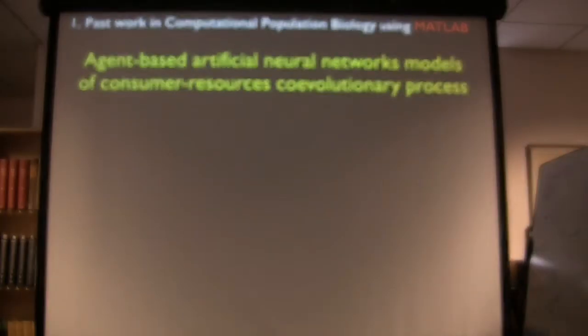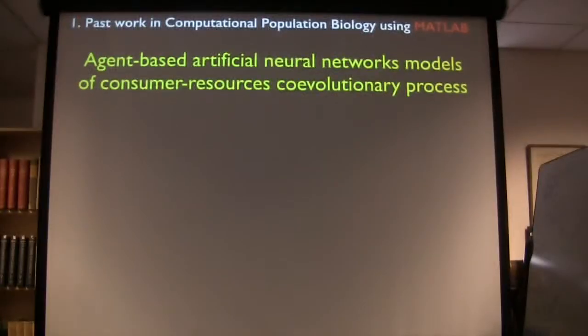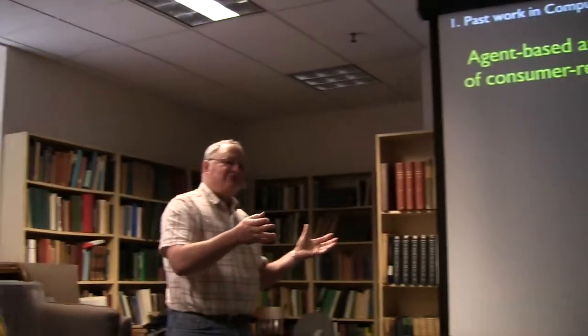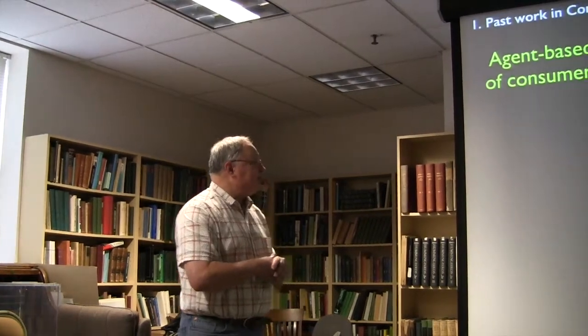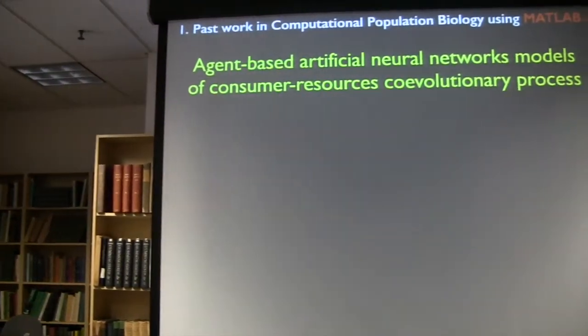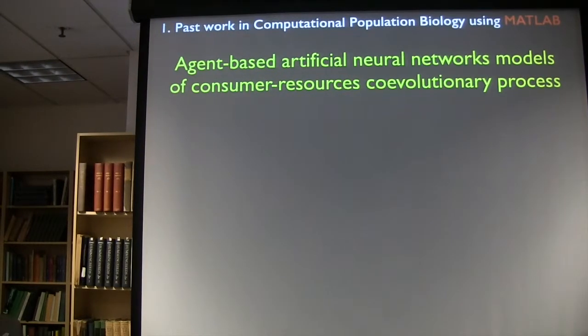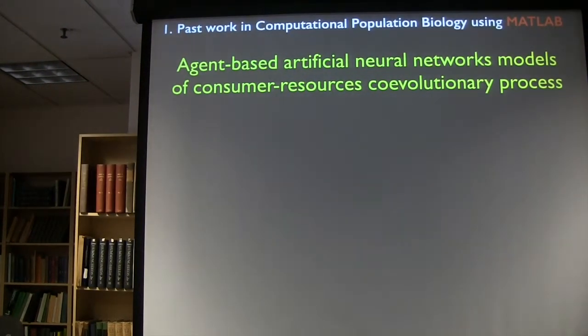So past work in computational biology using MATLAB. This work is based on modeling or agent-based modeling. So there are two modeling paradigms that are very prevalent. The one is using systems of ordinary differential equations or difference equations. Sometimes people describe spatial processes in terms of partial differential equations, but when you discretize it, it also comes down to systems of ordinary differential equations. And we use neural networks, and what that really means will become evident in the talk.